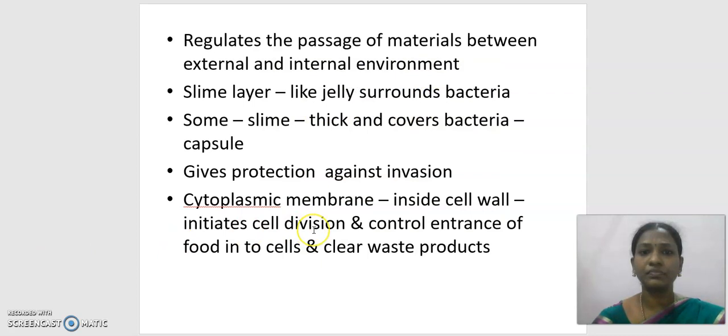Then the cytoplasmic membrane, which is present inside the cell wall, initiates cell division and controls the entrance of food into the cell and clears the waste products. So what does initiating cell division mean? It helps in reproduction also, it helps to control the food going in and out of the cell, and also helps in clearing the waste products out of the cell.